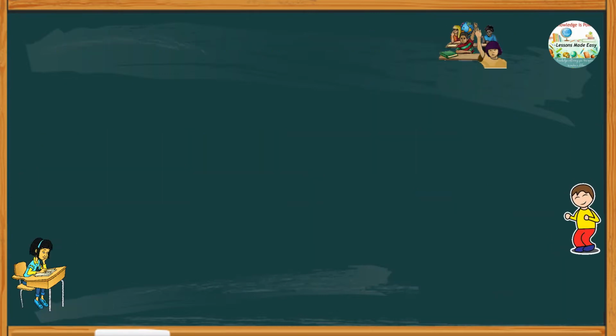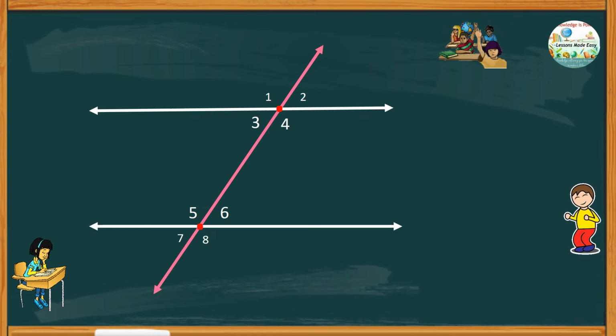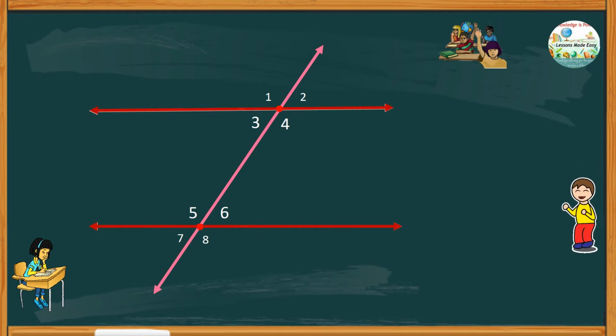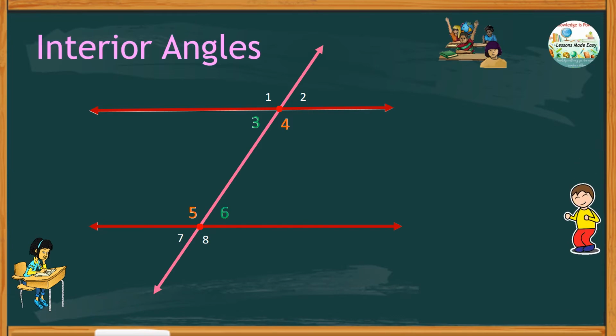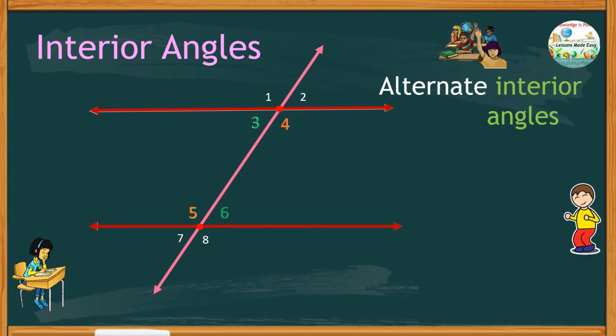There are other angles made by parallel lines and a transversal. Let's use the same illustration. Have you noticed that 4 of the angles were formed between the parallel lines? These are angles 3, 4, 5, and 6. They are called interior angles. There are 2 types of interior angles, one of which is called alternate interior angles.